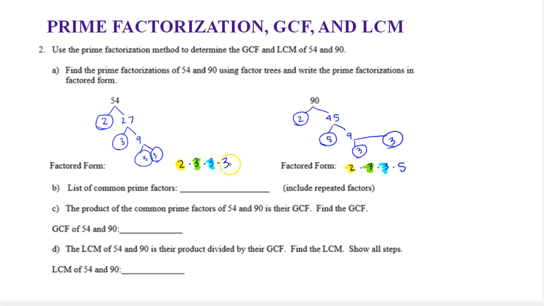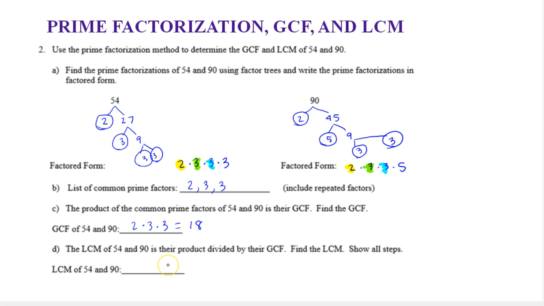So basically, go through your first list and match up any common factors. They each have 2 factors of 3, and you need to include that repeated factor. So our list is 2, 3, 3. The GCF is the product of these numbers. So 2 times 3 times 3 is 6 times 3, which is 18. So their greatest common factor is 18.